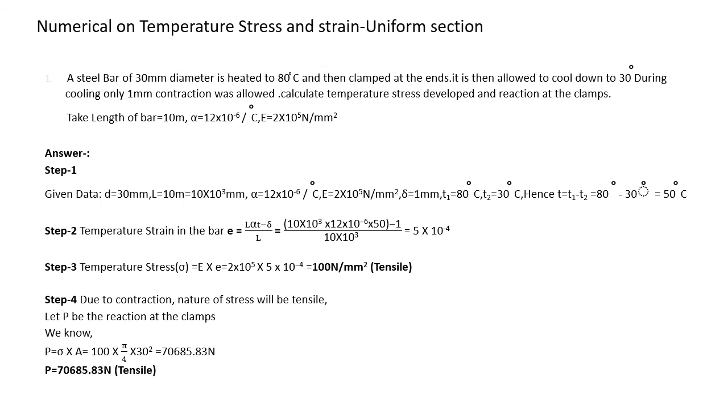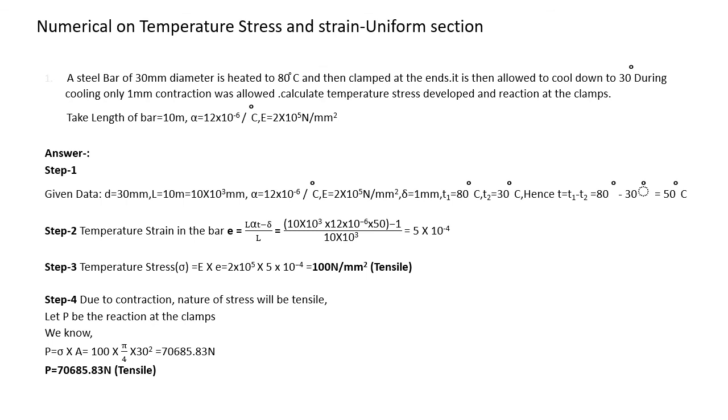Next step, temperature stress. We know the formula: stress is equal to Young's modulus into strain. Young's modulus is given in our numerical, that is 2 into 10 raised to 5, and strain we already calculated in the previous step, that is 5 into 10 raised to minus 4. By solving, we get temperature stress 100 Newton per mm square, tensile because of positive nature. Step 4. Due to contraction, nature of stress will be tensile.